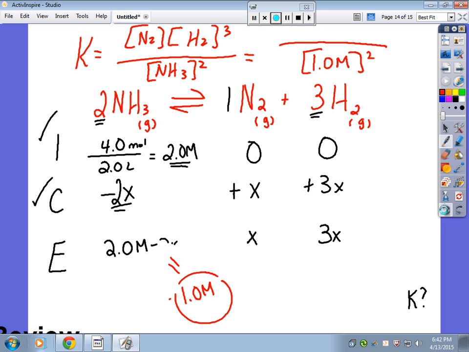Okay, let me make that all black for you. Right? Isn't that equal to 1 molar? This value is equal to that. So knowing that, I can now solve for x. Okay? So what do you know? You know that 2 minus 2x is equal to 1. And so therefore, if you solve for this, you get x equal to 0.5. So x is equal to 0.5.